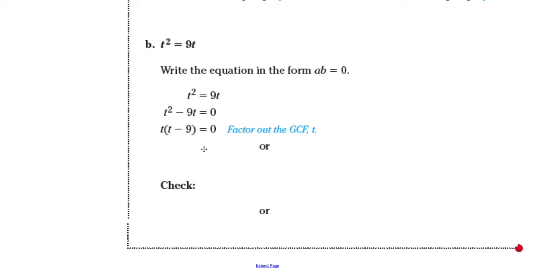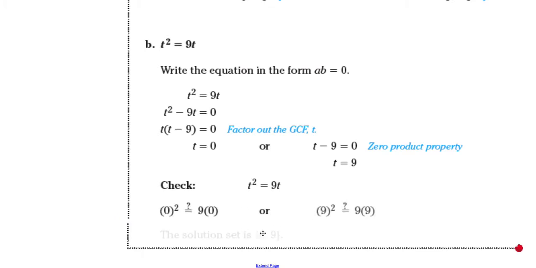That means t is equal to 0, or t minus 9 is equal to 0. So you end up with t equals 9 and 0. If we check both of them, we find that both answers check out. So the answer is 0 and 9 for the values of t.